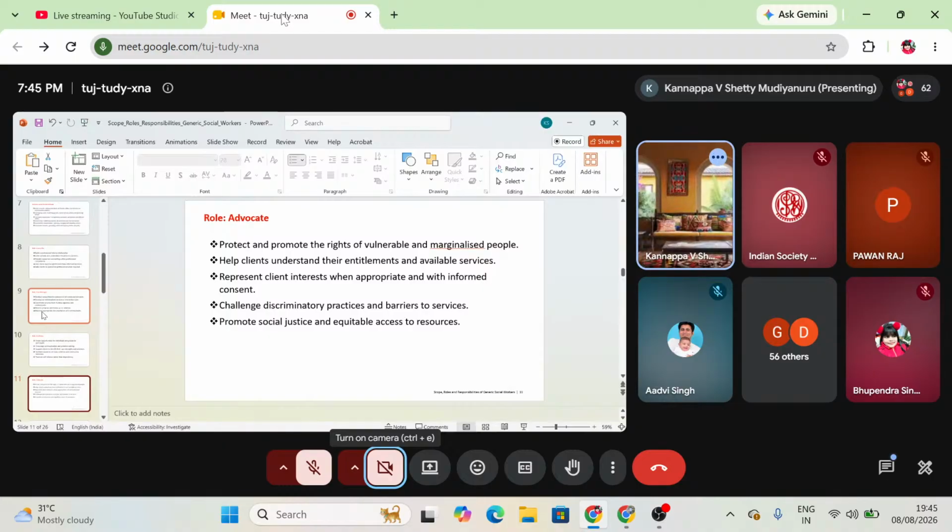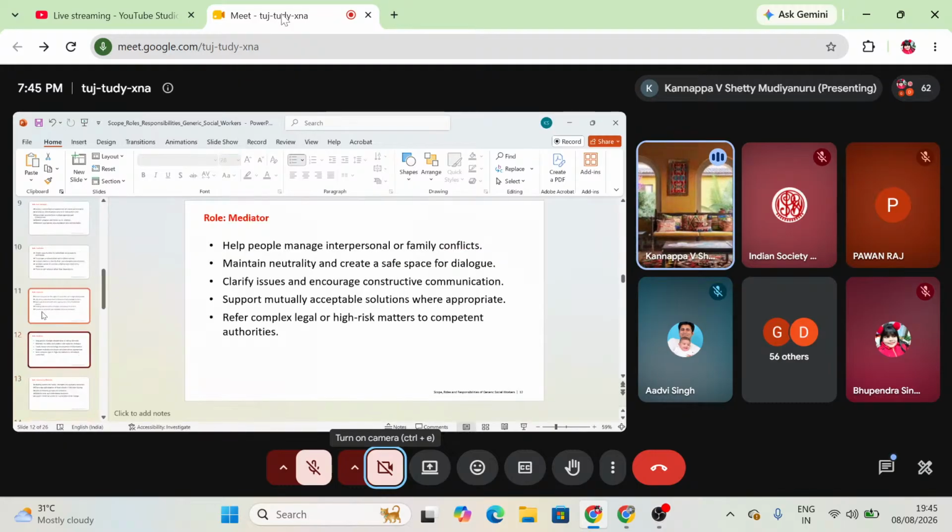So our next role is mediator. Help people manage interpersonal and family conflicts, maintain neutrality and create a safe space for dialogue, clarify issues and encourage constructive communication, support mutually acceptable solutions where appropriate, refer complex legal or high risk matters to competent authorities. So many of our social workers are working in the field of marriage and family counseling services, and many of them are working as social workers or counselors or mediators in family counseling settings, especially in urban areas.